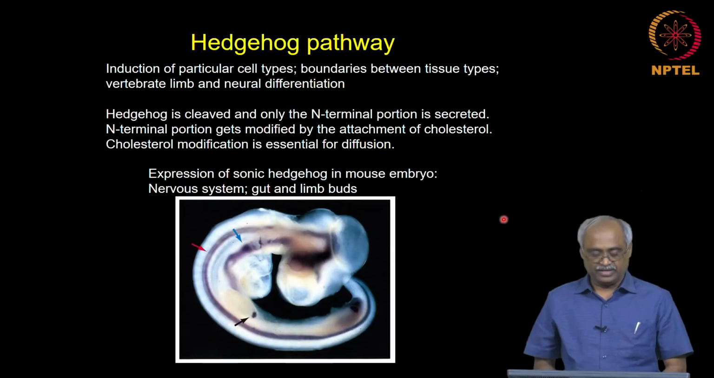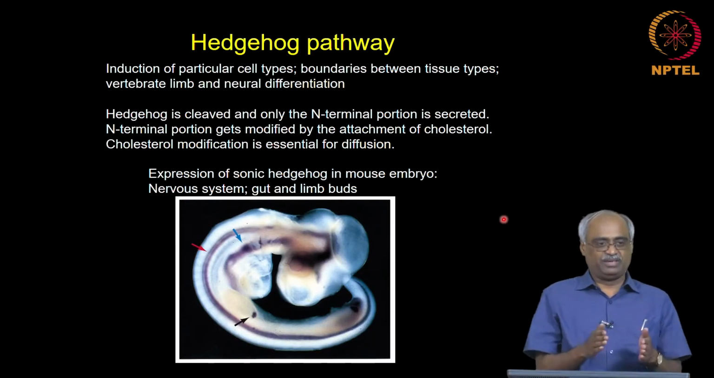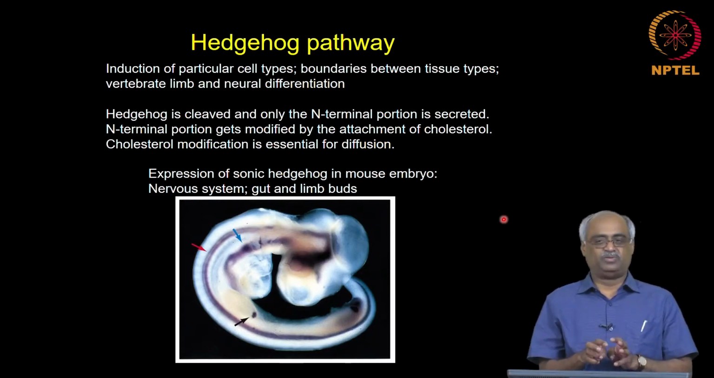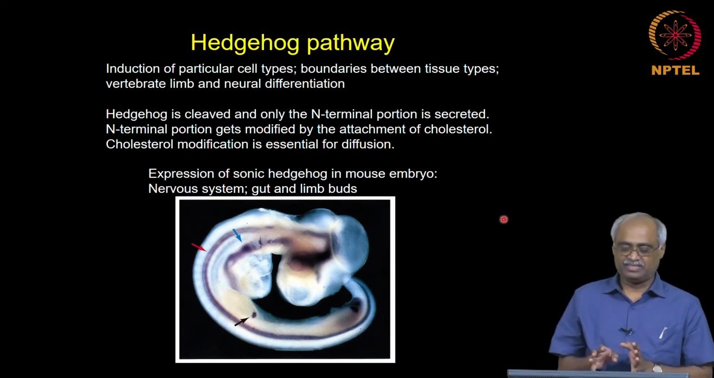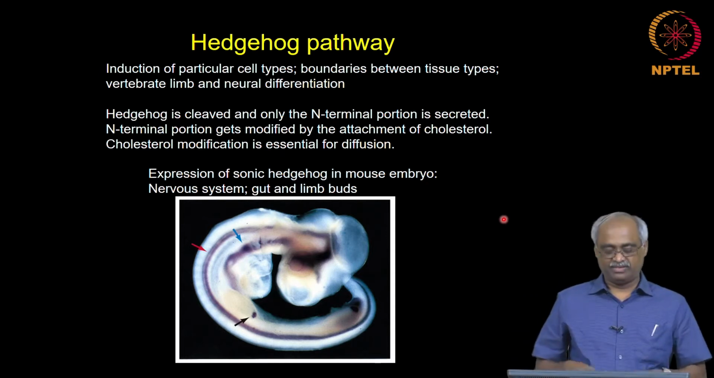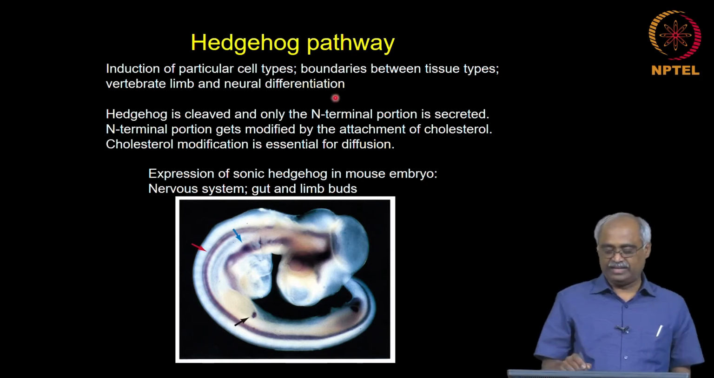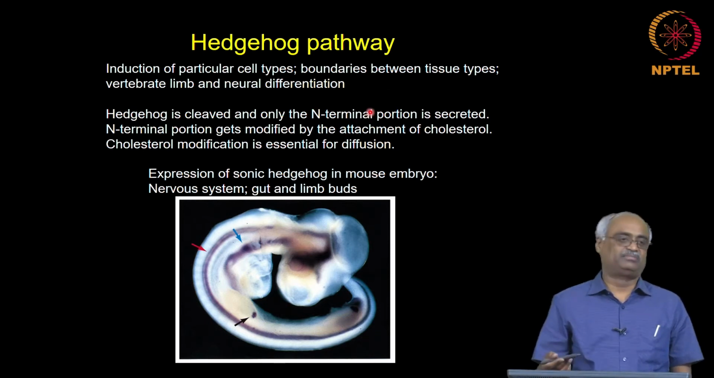Okay. So, the next one is the hedgehog pathway. Each pathway has unique characteristics in terms of how the signal is transduced and what kind of molecules are involved. So, therefore, it is not that hard to remember them, and there are only 4 pathways. The uniqueness about hedgehog is it is a protein signal that gets cleaved, okay, and only the N terminal portion is secreted out, and that N terminal portion is cholesterol modified.